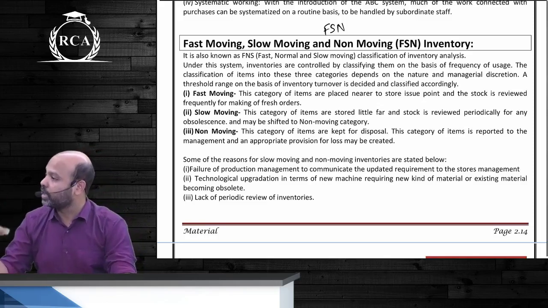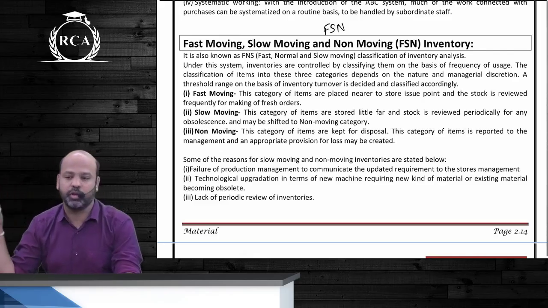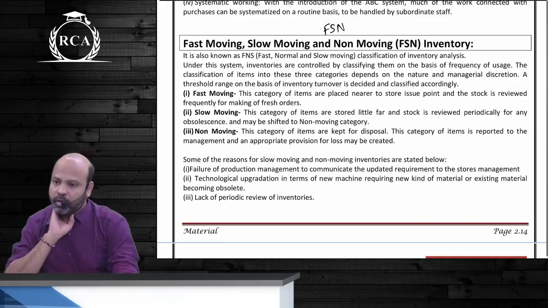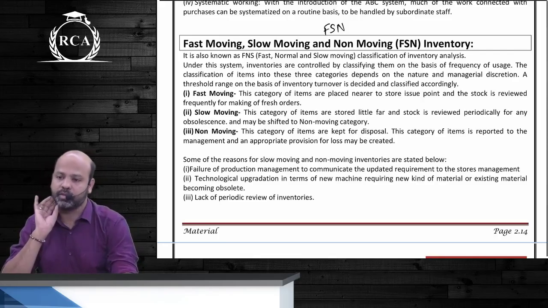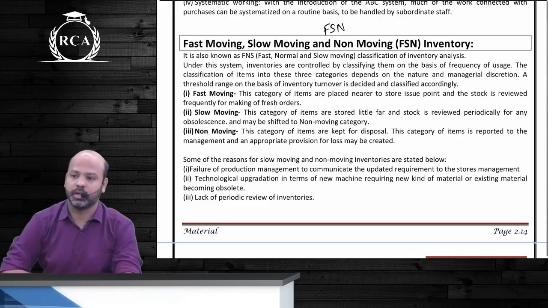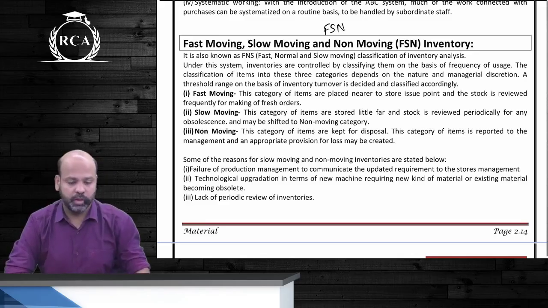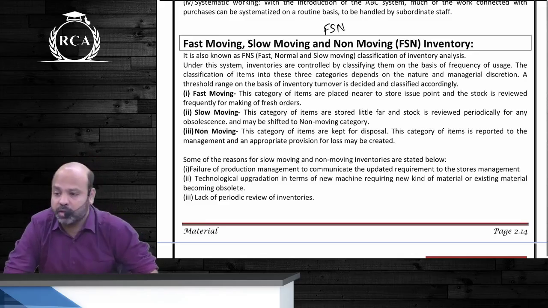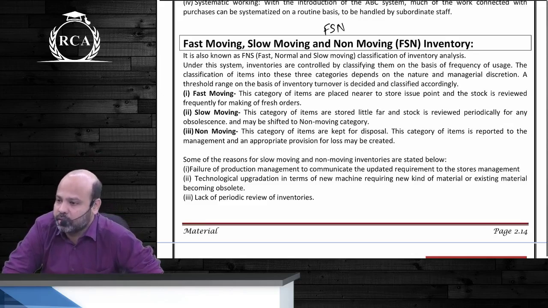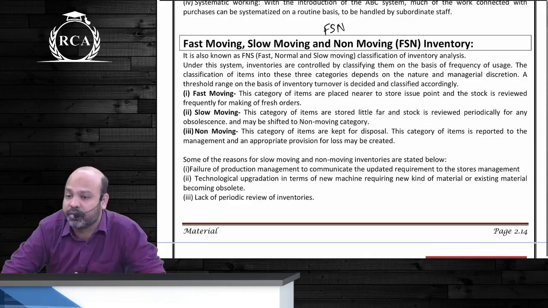How many times is the inventory changing in a year? Let's say the annual consumption of raw material is 12 lakh rupees. On an average, you are holding inventory worth 50,000. You're consuming inventory worth 12 lakhs in a year, and the average inventory is 50,000. 12 lakhs divided by 50,000 is 24 times. The inventory will get replaced 24 times in a year.